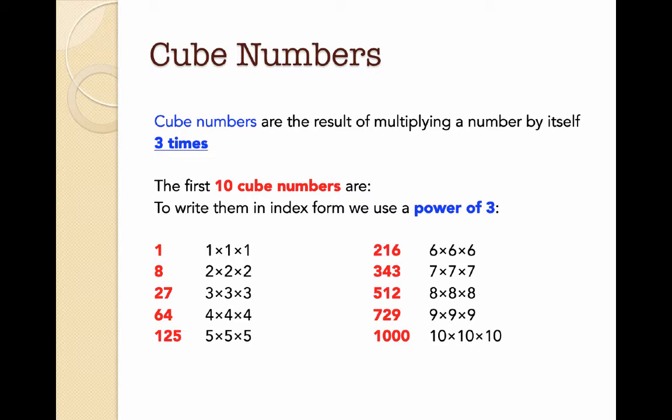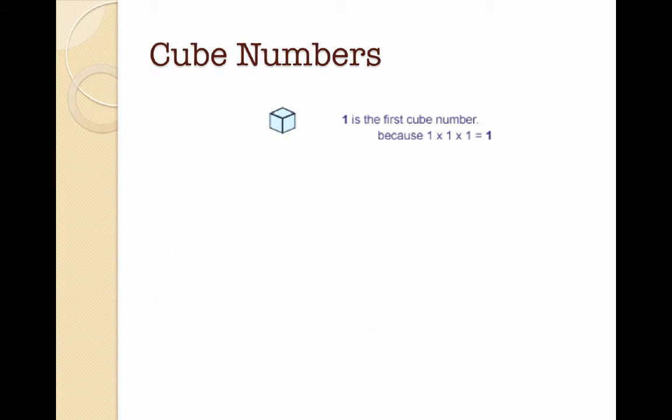So to write them in index form, we would not use a power of 2 but a power of 3. 1 cubed is 1 to the power of 3. 2 cubed is 2 to the power of 3, and so on. Why cube numbers though? Why not some other shape?